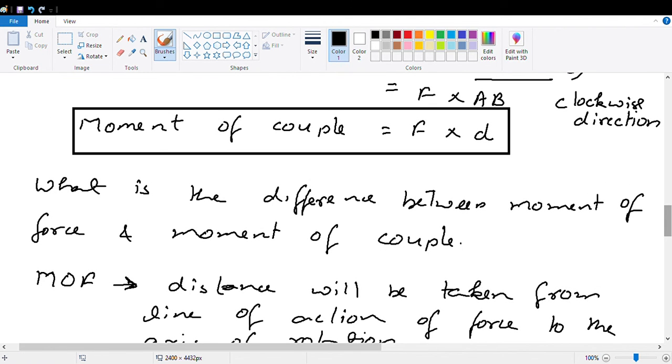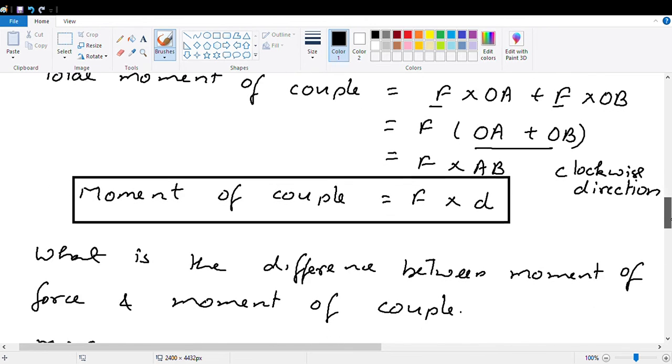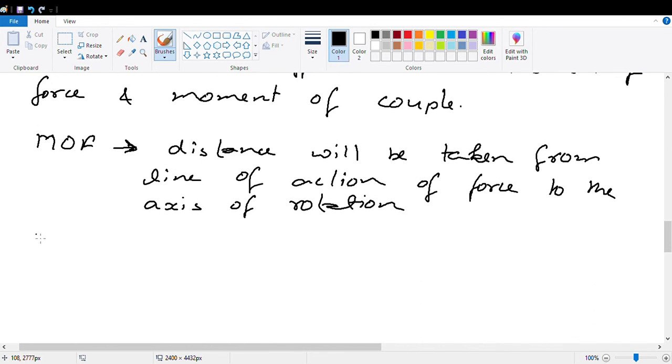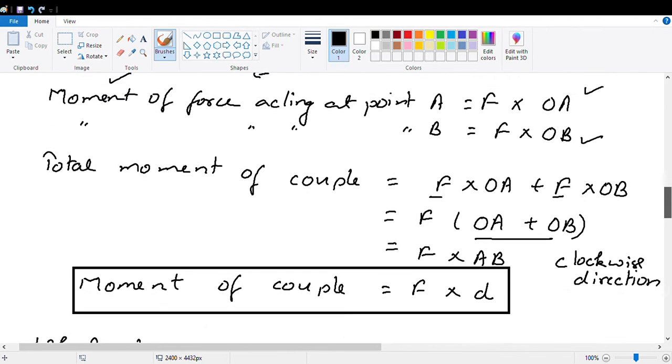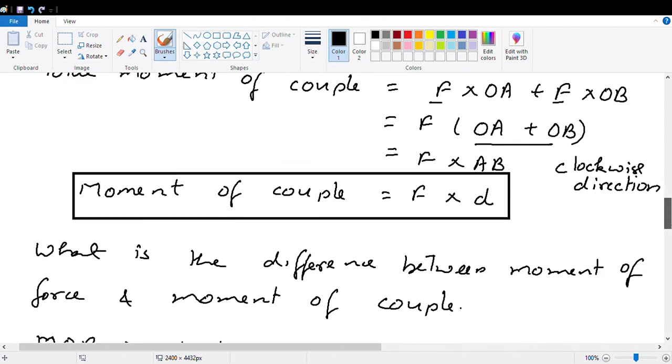Like in the above case, when you are considering the moment of force, the distance is taken this. This is the point of rotation and this is the line of action of the force. But in case of moment of couple, what is the distance? The distance is basically the distance between the two forces. That means the total length of the rod. So this is the very major difference between the moment of force and moment of couple.